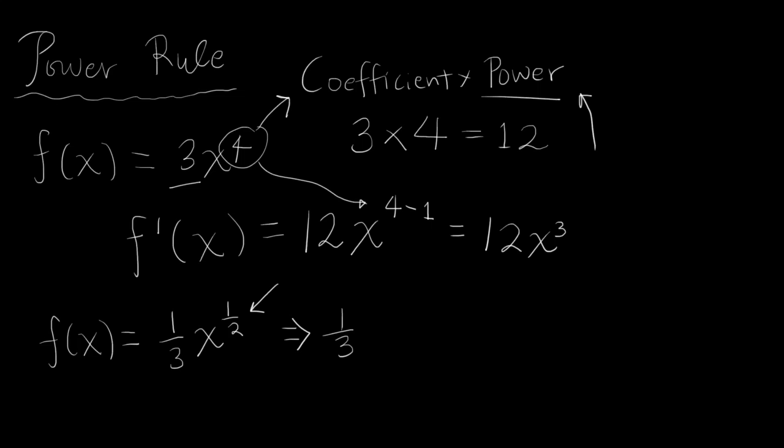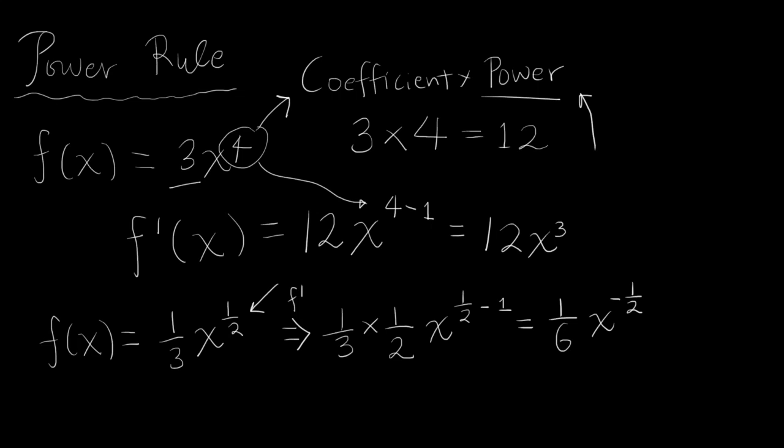Here, I'm not going to use an equal sign. I'm going to say that f prime now is going to be 1/3 times 1/2 x to the power of 1/2 minus 1. Which tells me that the f prime of x is going to be 1 over 6 x to the power of negative 1/2. And that's how you find the derivative of our function, which is 1/3 x to the power of 1/2.